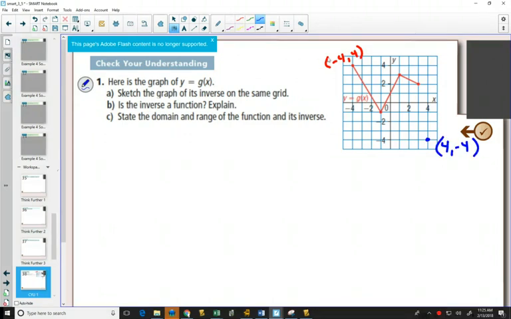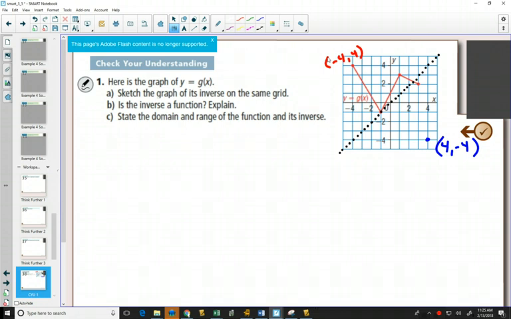4, negative 4. I'm going to draw y equals x, the diagonal line, right across there. And does it make sense that negative 4, 4 will go to 4, negative 4? Does that look like it's gone straight across that line to that point?